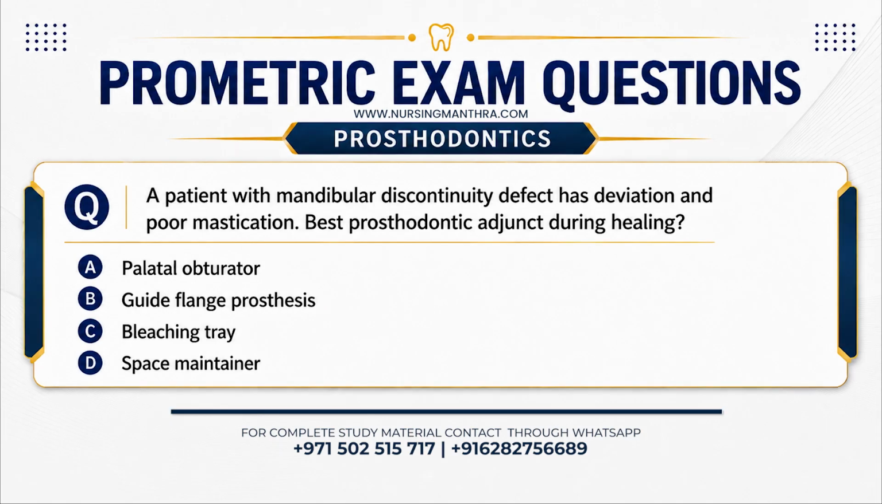A patient with a mandibular discontinuity defect has deviation and poor mastication. Best prosthodontic adjunct during healing? A. Palatal obturator. B. Guide flange prosthesis. C. Bleaching tray. D. Space maintainer.